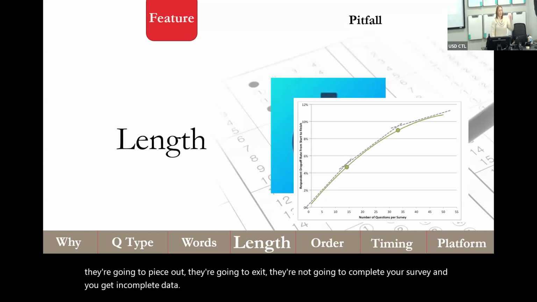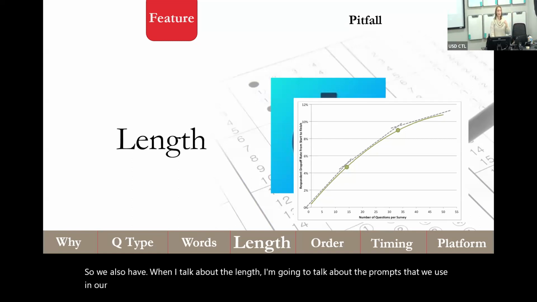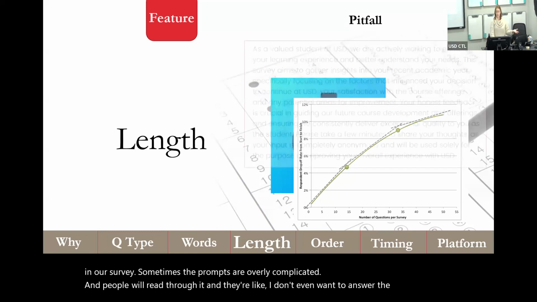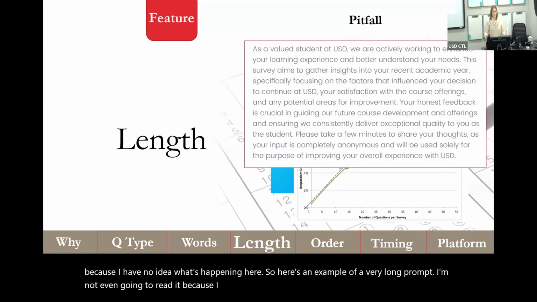So when I talk about the length, I'm also going to talk about the prompts that we use in our survey. Sometimes the prompts are overly complicated and people will read through it and they're like, I don't even want to answer the questions because I have no idea what's happening here. So here's an example of a very long prompt. I'm not even going to read it because I got tired writing it.